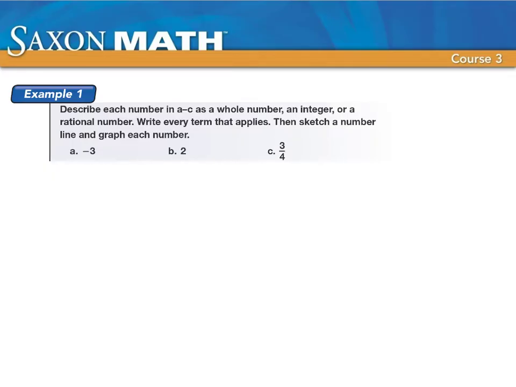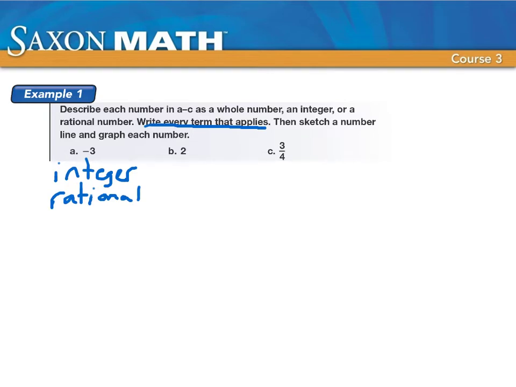Okay, so our first example is to describe each of these numbers that are written down here as a whole number, an integer, or a rational number. Okay, this part's key, right? Every term that applies. Then sketch a number line and graph each number. Okay, well, let's look at -3 first. Is -3 a whole number? Okay, well remember, whole numbers cannot be negative, so it's not a whole number. But we know that -3 is an integer, and we know that -3 is a rational number. If it's an integer, it has to be rational.